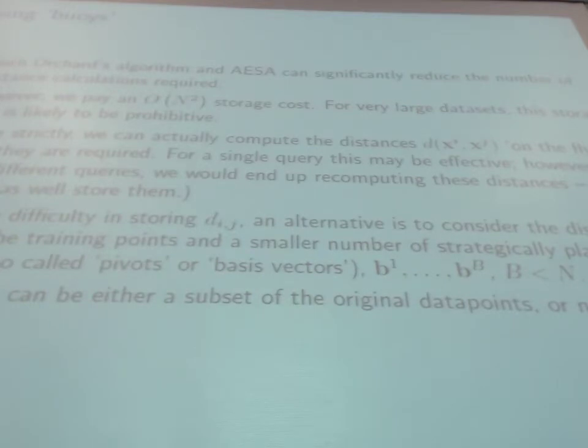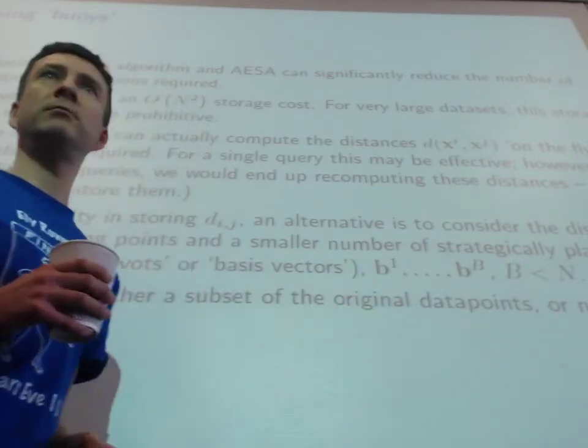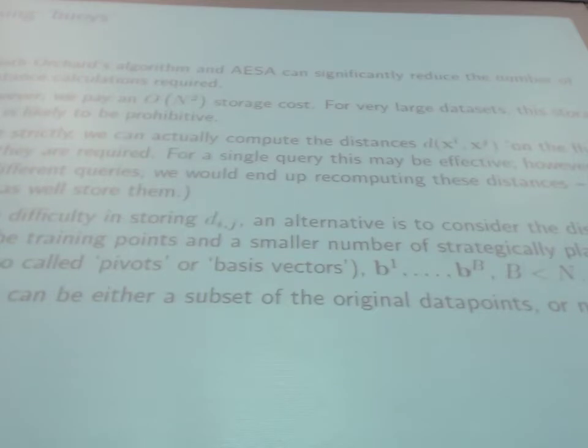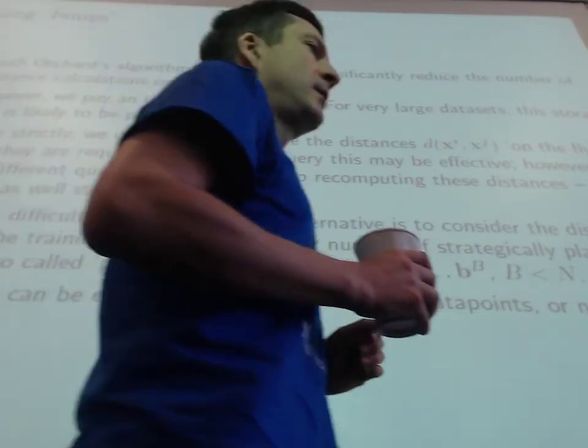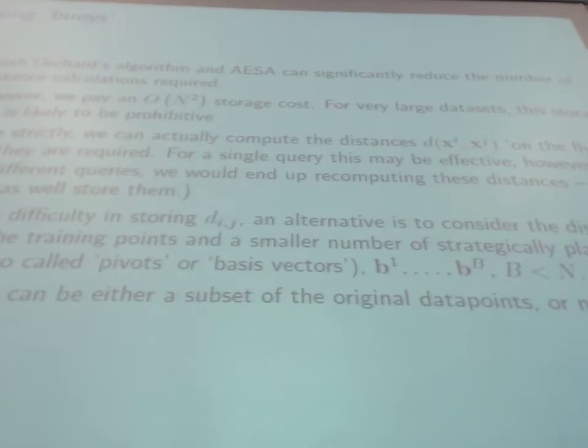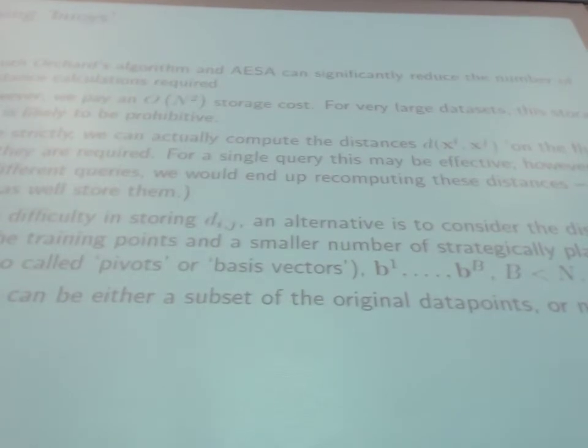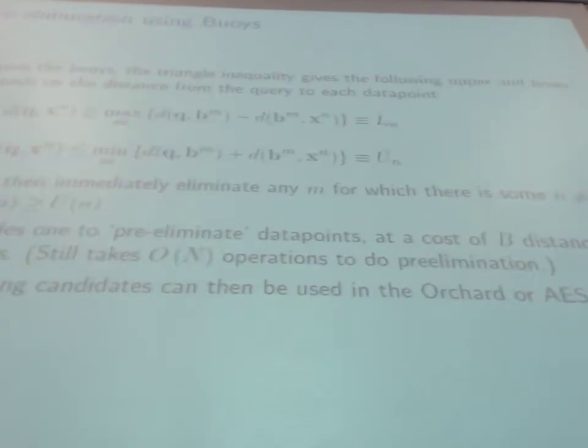So I'm only going to compute the distance between xi and bj, and instead of being an n squared matrix, it'll be an n by B matrix, where B is small. So we go down to linear storage rather than quadratic storage. Okay, so how do we use this?